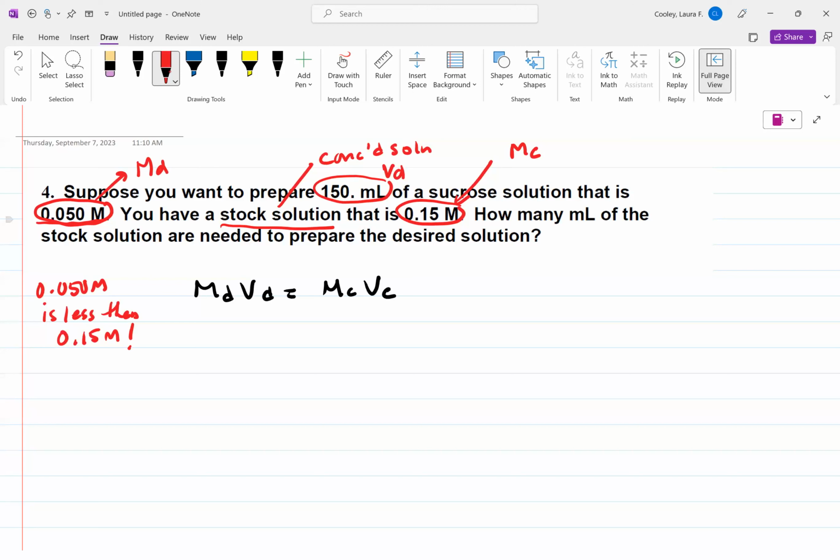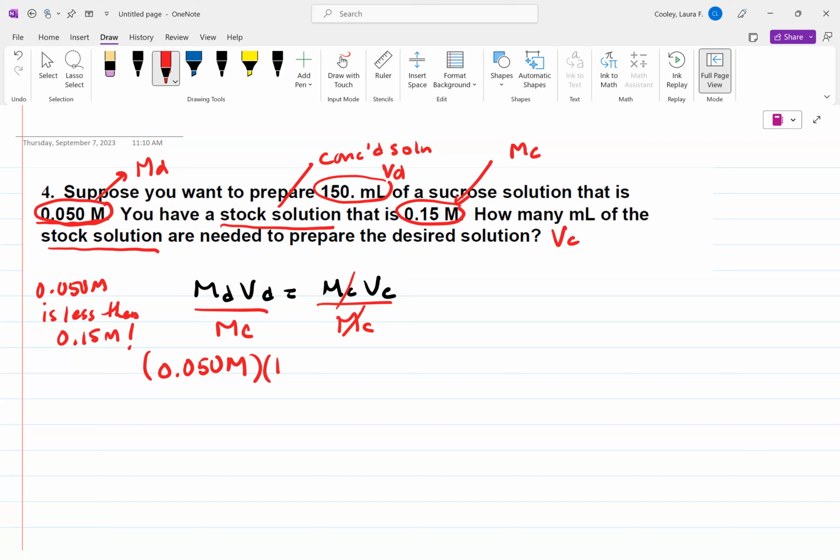So how many milliliters of the stock solution are needed? The stock solution, again, is the concentrated solution, so VC is what you're solving for. I would divide both sides by MC and take MdVd over MC. Then be very careful when you plug in, because you have two different molarities here. If you reverse them, then you're going to get the problem wrong.